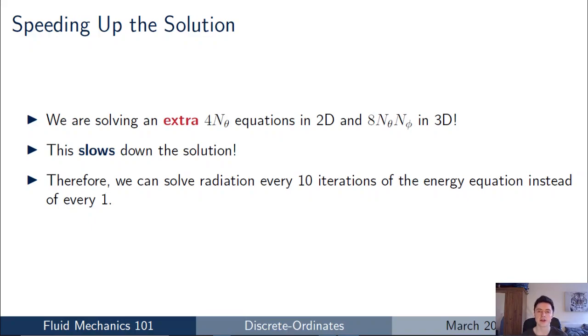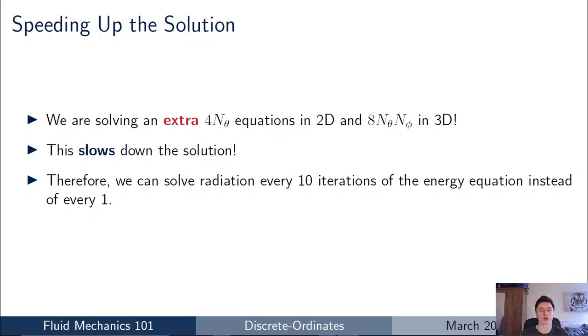And so the way that CFD codes typically get around this with the discrete ordinates radiation model is only solving the radiation model every 10 iterations of the flow equations, for example. The reason we can do this is because the coupling between the flow equations and radiation is very weak. The only variable that really comes into the radiation equations is the temperature of the fluid. There's no velocity or pressure terms, for example. What that means is that the radiation field is going to change very slowly and only really in proportion with how the temperature field changes.